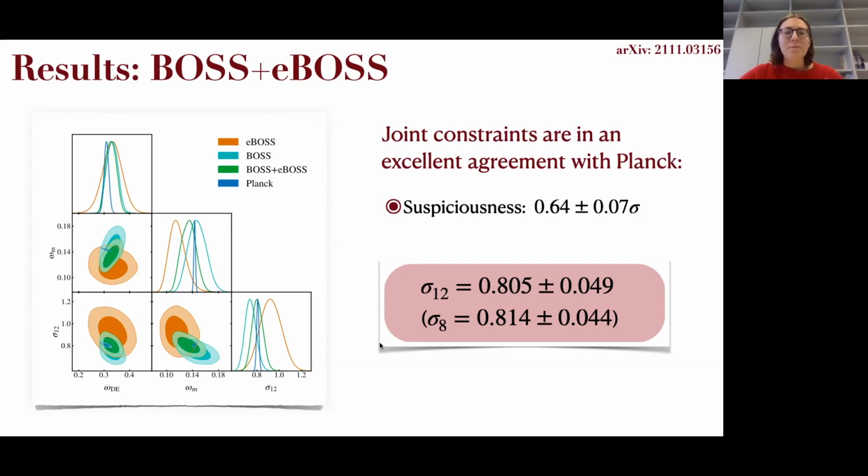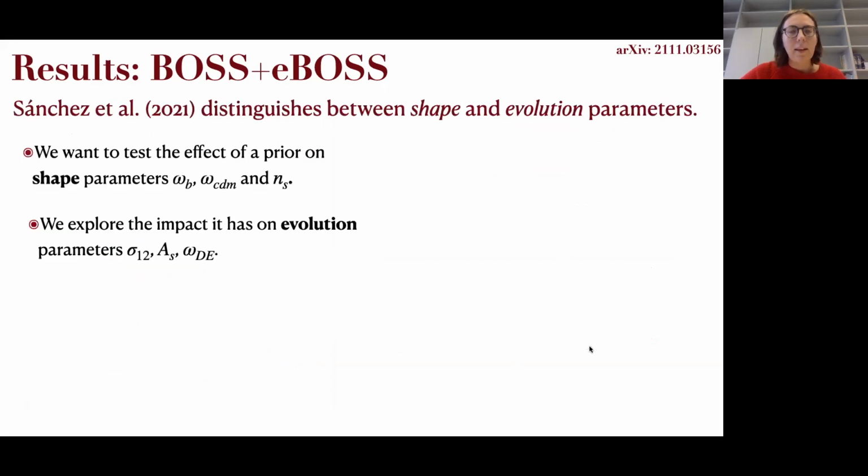If we are particularly interested in the clustering amplitude, you see that sigma_12 from the combination of the two is in perfect agreement with Planck's prediction. And the sigma_8 value that we get is maybe a little bit high, but still everything looks pretty good. So everything looks great. However, we want to also perform another additional consistency test.